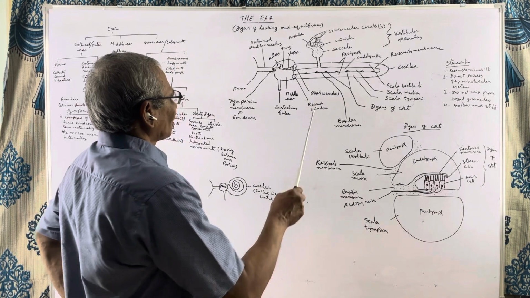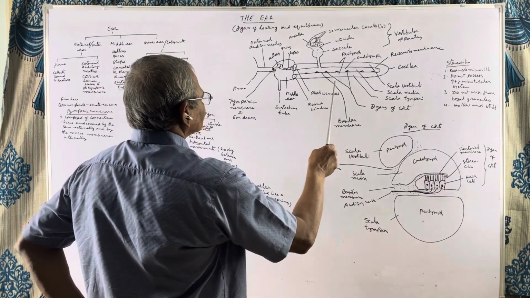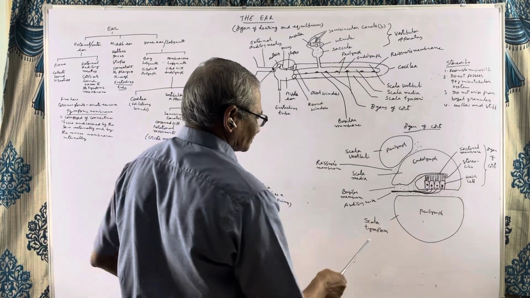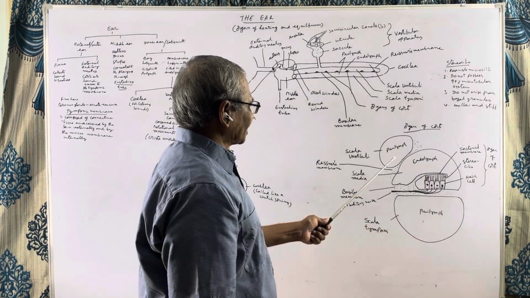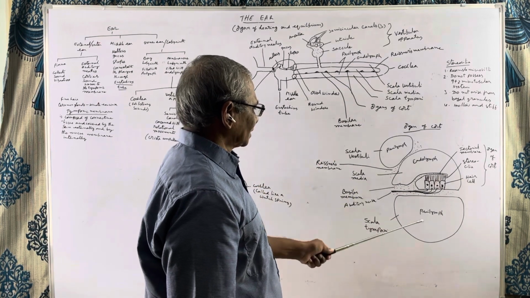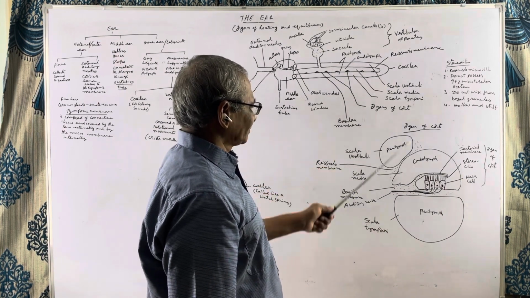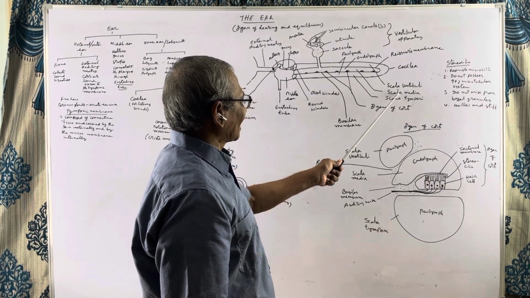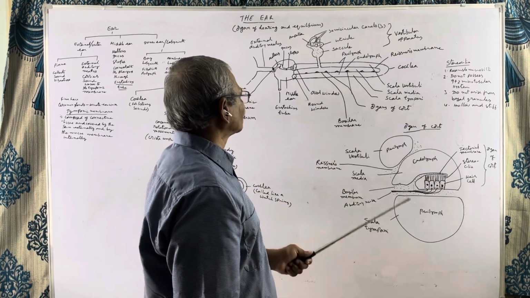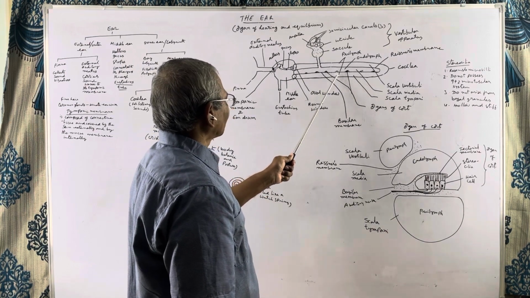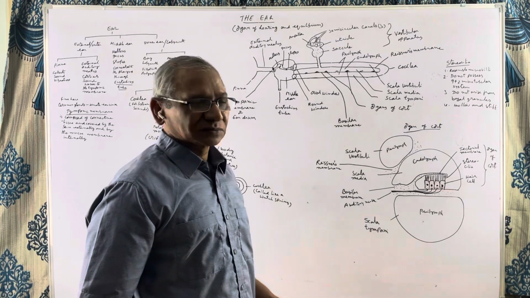If you take a section of the cochlea here somewhere, it looks like this. This is the scala vestibuli filled with perilymph. This is scala tympani filled with again perilymph. And this is scala media filled with endolymph. So this tube is filled with endolymph, whereas this one and this one are filled with perilymph.